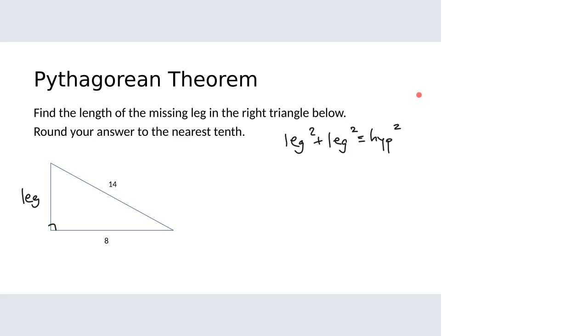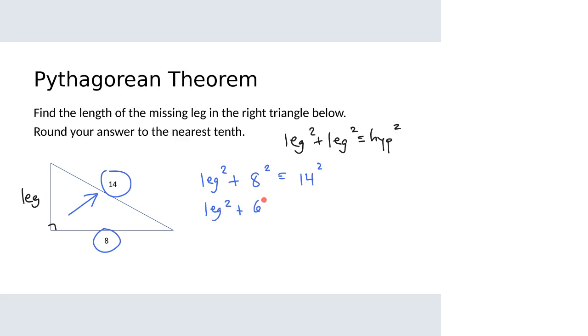So when I set up my equation here, let me know if you see something that doesn't make sense or you're not sure where it came from. But if I have leg squared, that's the one I'm looking for, plus the other leg squared is equal to hypotenuse squared. Hypotenuse is always the longest side. It's always the one across from the right angle. Now we'll solve this. All right, well, can't do anything with that just yet.